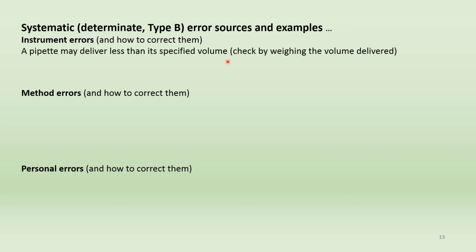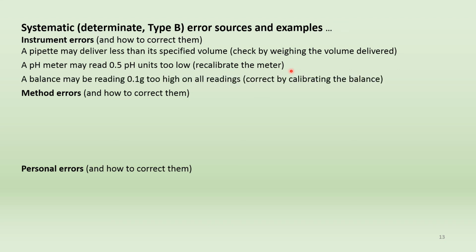We could determine this by weighing the volume delivered by the pipette and calculating the volume. So to correct this, perhaps it's a matter of cleaning the pipette or getting another pipette. A pH meter may be reading 0.5 pH units too low. To check that, we might measure the pH of a solution of known pH value, or we could recalibrate the meter with standards. A balance might be reading 0.1 grams too high on all of its readings. We could check that with a known mass, and we could recalibrate the balance.